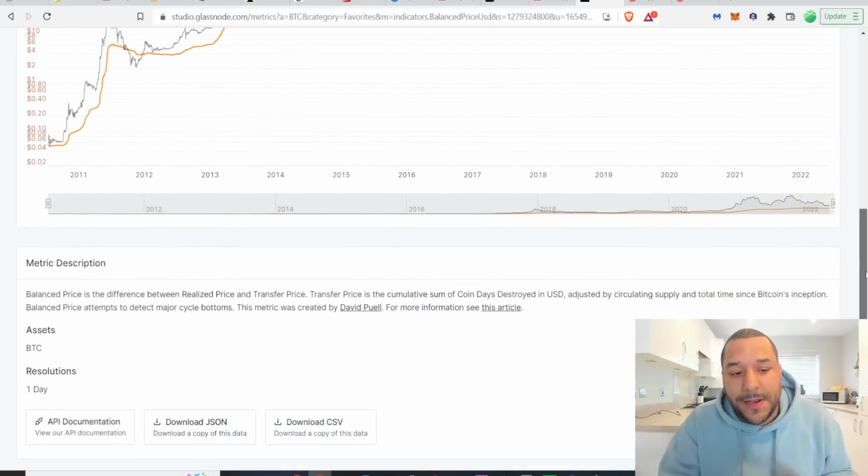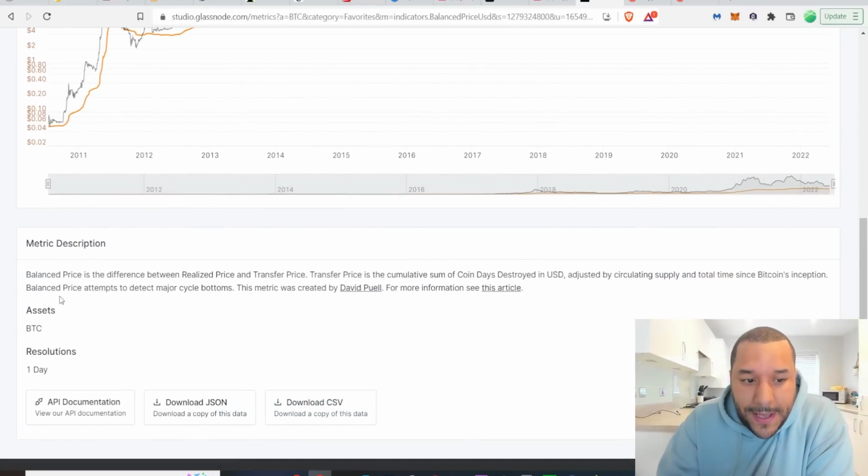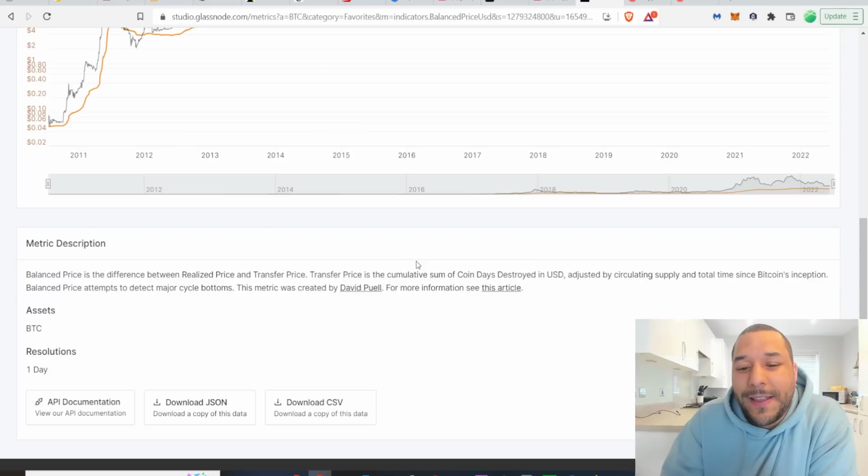What I like about Glassnode is it gives us a little bit of info about the indicator that you're using. It says balanced price is the difference between realized price and transfer price. Transfer price is the cumulative sum of coin days destroyed in USD, adjusted by circulating supply and total time since Bitcoin's inception. Balanced price attempts to detect major cycle bottoms.